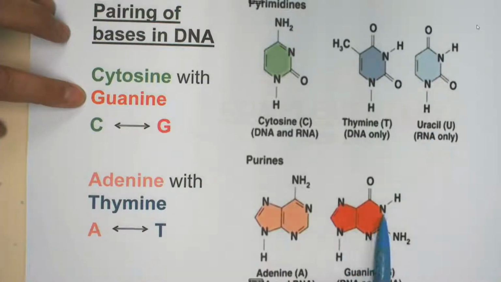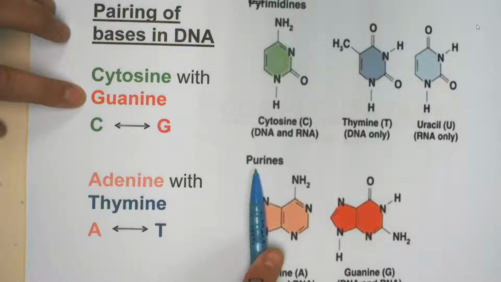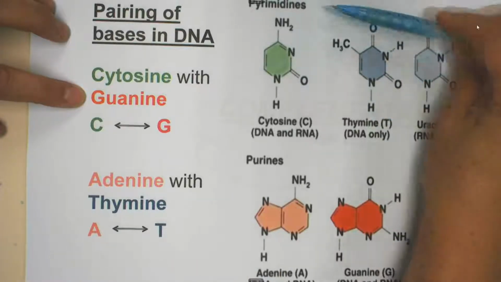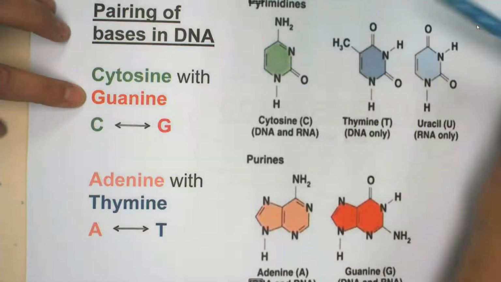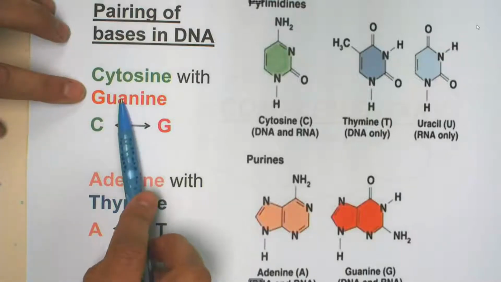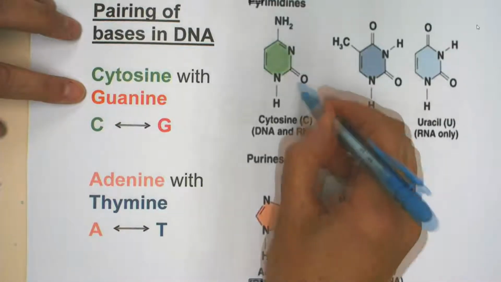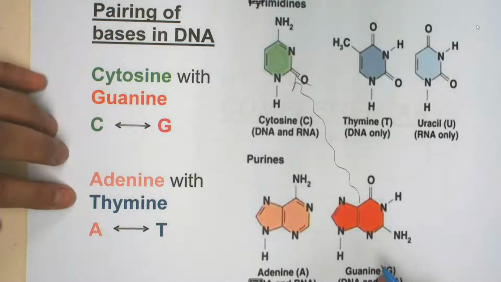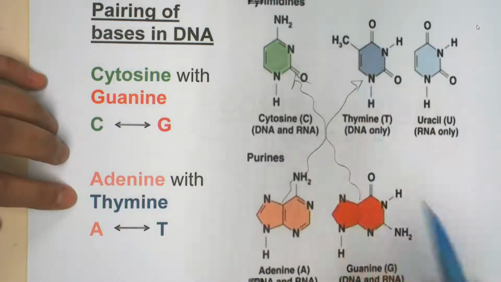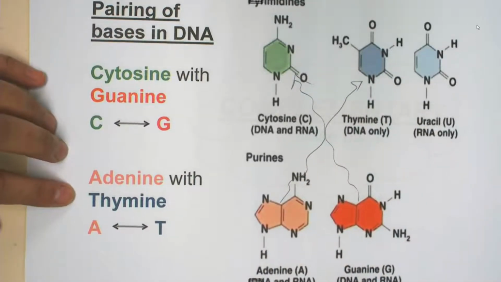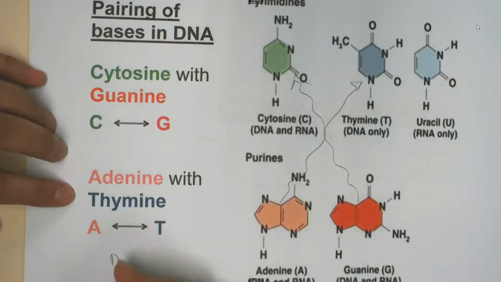Now, these with the double circles, the adenine and the guanine that we see here at the bottom, are called purines. And those with the single circles are called pyrimidines. Now, as you can see here, cytosine and guanine will combine with one another. And then here at the bottom, adenine and thymine will combine with one another. That is when we're busy with DNA.